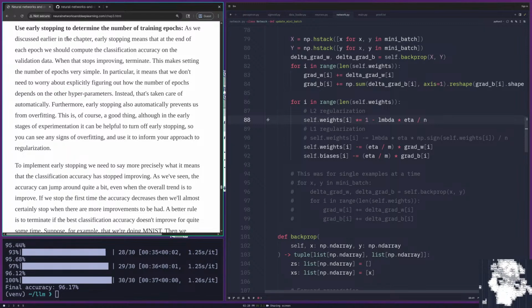Furthermore, early stopping also automatically prevents us from overfitting. This is of course a good thing, although in the early stages of experimentation it can be helpful to turn off early stopping so you can see any signs of overfitting and use it to inform your approach to regularization.